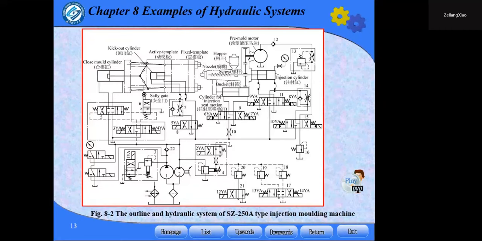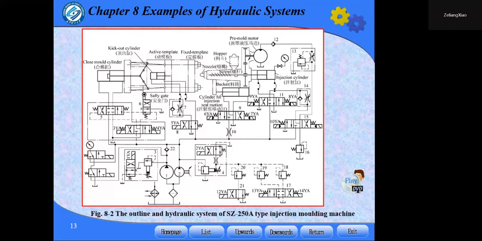The oil push: oil from the pump flows into the right position of the injection cylinder when the left position of electric hydraulic direction valve 15, then check throttle valve 14. The return oil push: oil in the left position of the injection cylinder is driven into the tank when the neutral position of electric hydraulic directional valve 11.